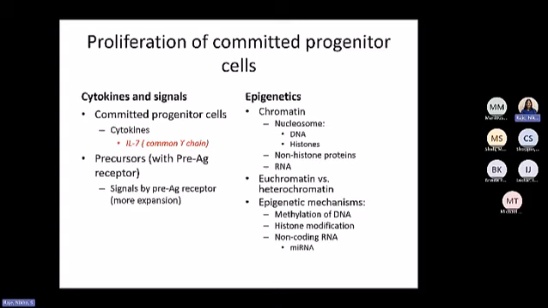So it's something to keep in mind that the proliferation of these committed progenitor cells takes place in the presence of certain signals that are important for proliferation, such as cytokine signals and pre-antigen receptor signals. And then it's regulated by some of these epigenetic factors.